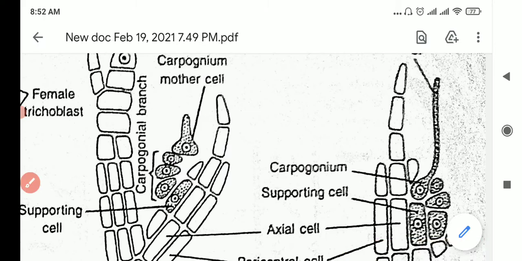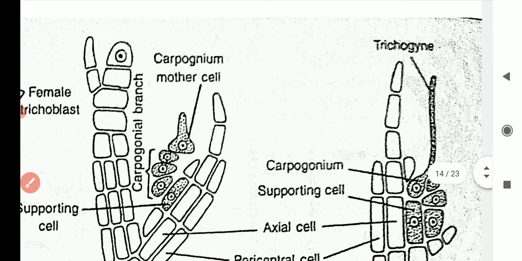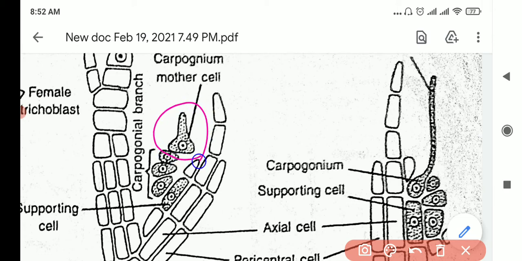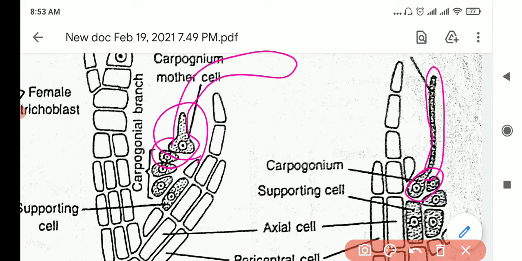Okay, so this carpogonium mother cell will form the carpogonium. It will just grow. This cell will keep on growing. Do you realize? It will keep on growing and we will get this long tube, which is a trichogyne. And down there will be the carpogonium, which contains the egg cell.